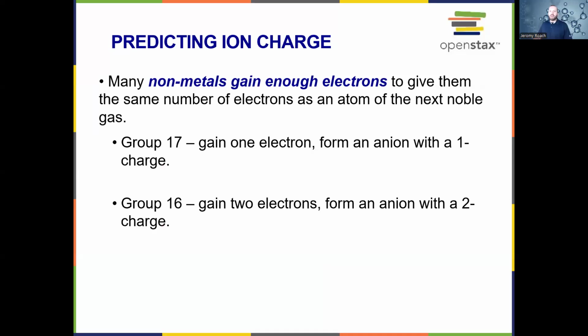We can also predict the ion charge for nonmetals as well. For group 17 elements, if they gain one electron, then they form an anion with a -1 charge. For group 16 elements, if they gain 2 electrons, they form an anion with a -2 charge.